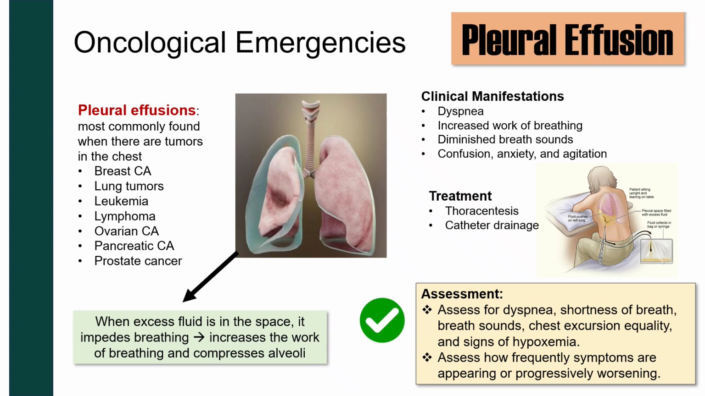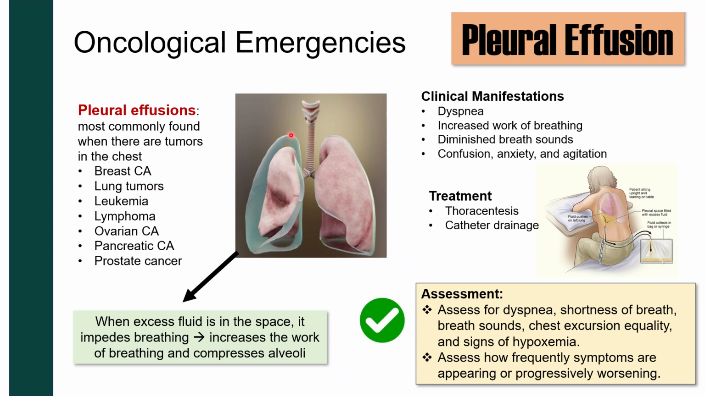Next is pleural effusion, which is similar to the previous slide, but now we're talking about the lungs. Pleural effusion is when you have fluid within that pleural space around the lung. It's not in the lung, it's in kind of like the sac around the lung. This is going to be common with tumors that are located also in the chest, like breast cancer, lung tumors, leukemia, lymphoma, ovarian, pancreatic, and prostate cancer.